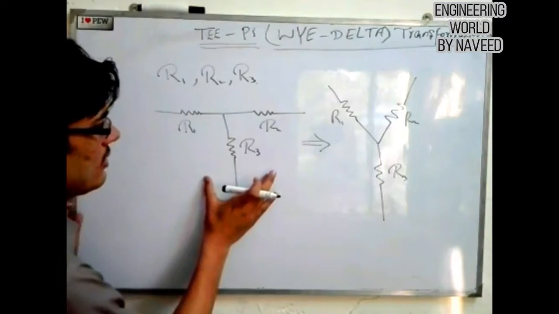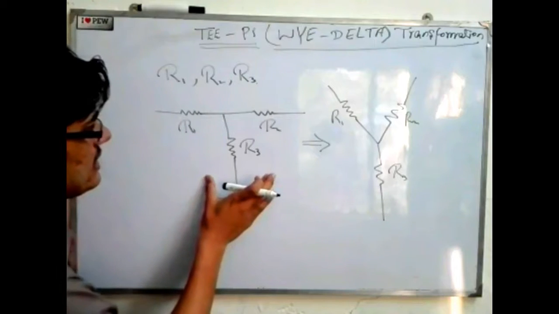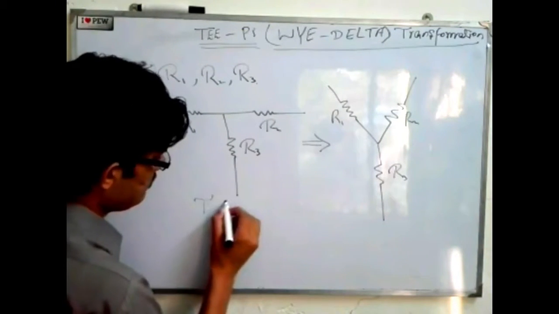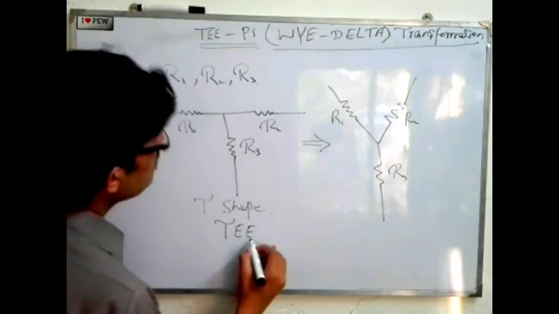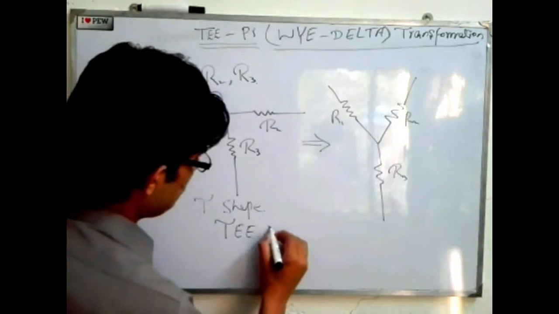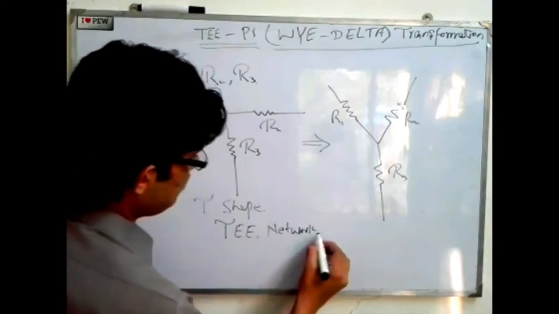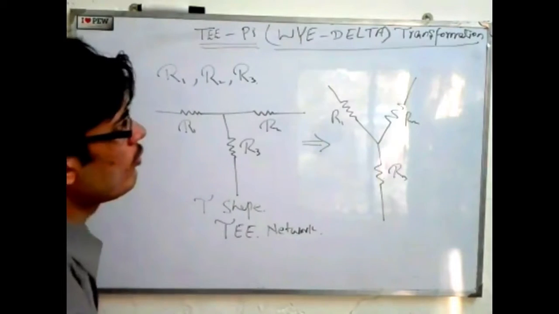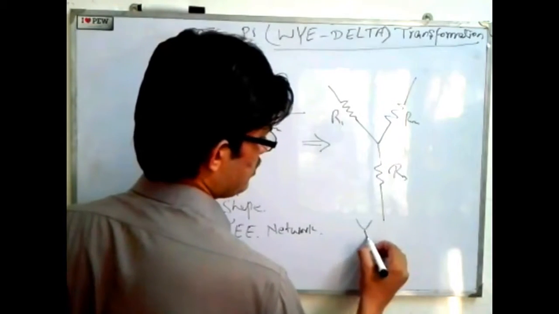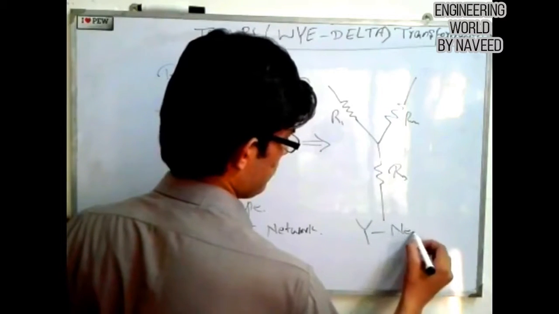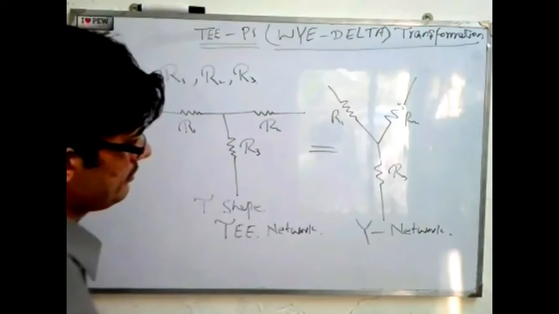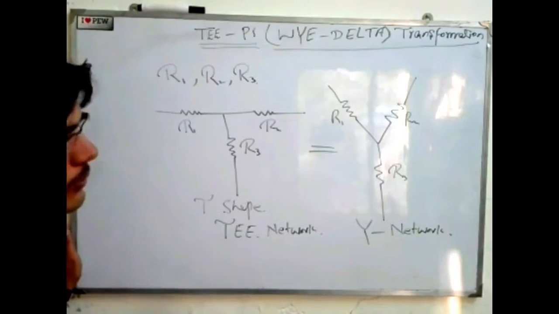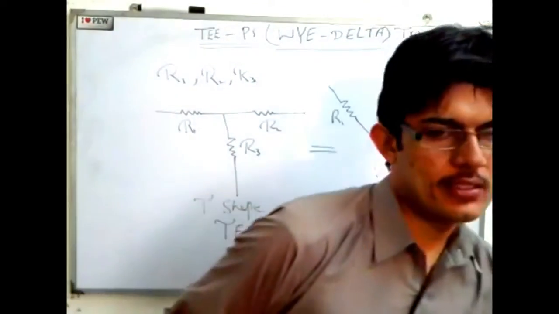As this network of resistance is in the form of T shape, that's why this is called T network. While this circuit is in the form of Y shape, that's why this is called Y network. And both these are equivalent. Now come toward the delta, what is meant by the delta. After that we will do the transformation.